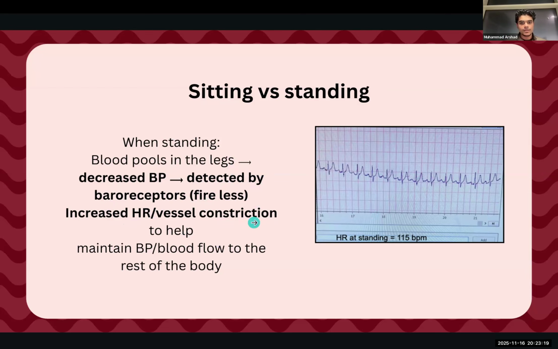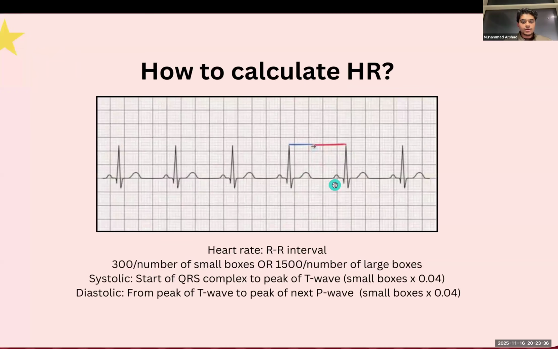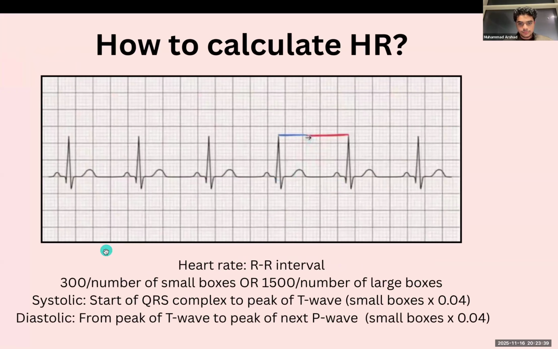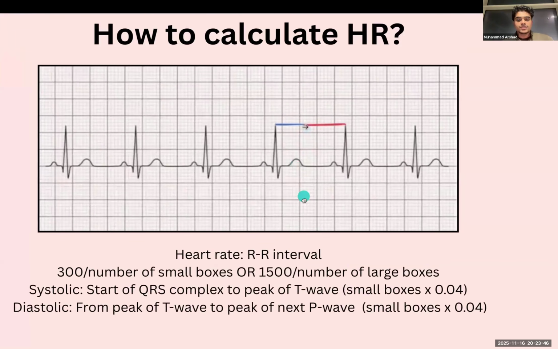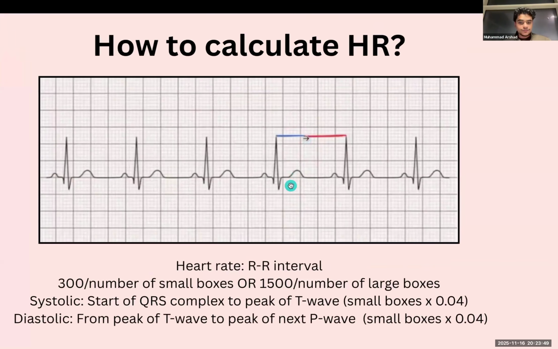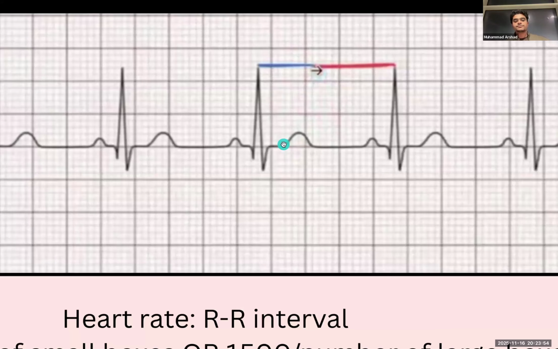Okay, so how do we calculate heart rate in an ECG? This is relatively important. It could definitely come in the exam. So heart rate is just the R-R interval, right? So one R to the other R, and you can approach it in two ways, right? Either you can count the number of small boxes, so that's these ones, each individual one, between the two R's, and you do 300 divided by that number of small boxes, or you can do 1500 divided by the number of these larger boxes, right? So I'm referring to these larger boxes.